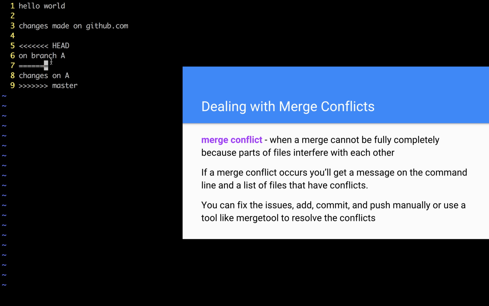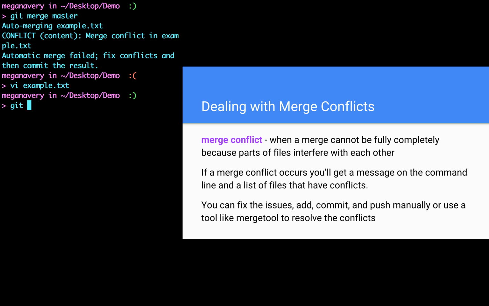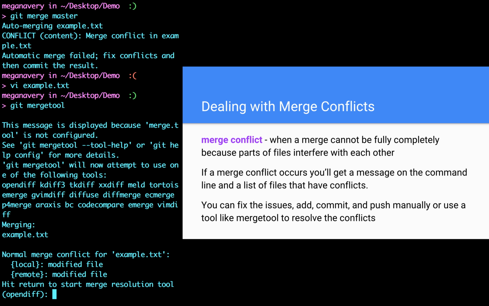You can fix the issues manually by editing the file yourself, or use a tool like merge tool to resolve the conflicts. You would start that with git mergetool, which I have installed, but it's not configured. So it always is going to ask me if I want to start resolution.